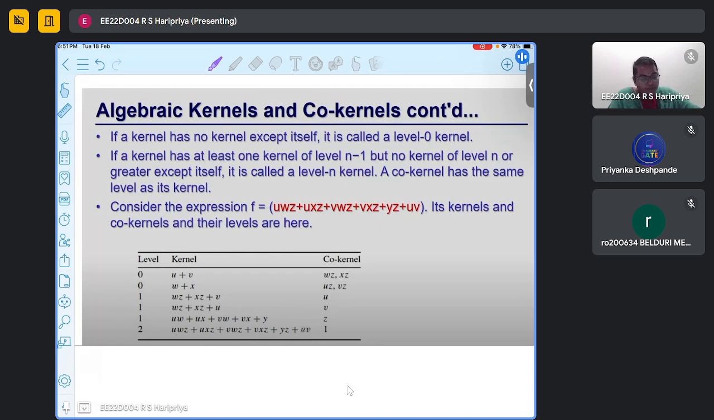Okay, so here now algebraic methods. This is the expression. In this expression, we are having co-kernel, means we are dividing it with WZ. This F and whatever we got is U plus V. The other will be remainder. Why? If you take WZ common, you can take from here, here. So it is U plus V.